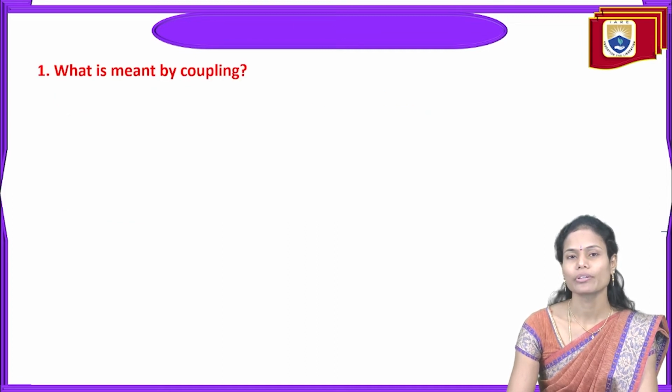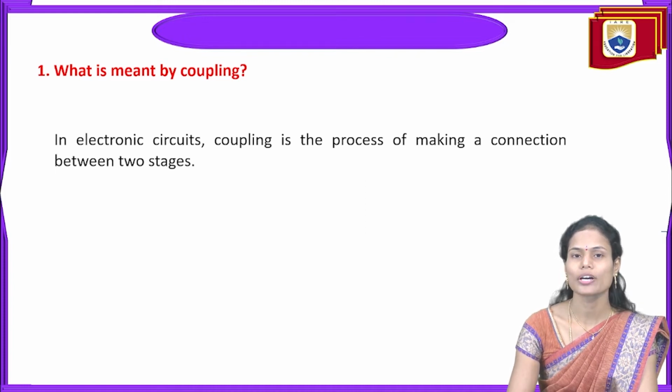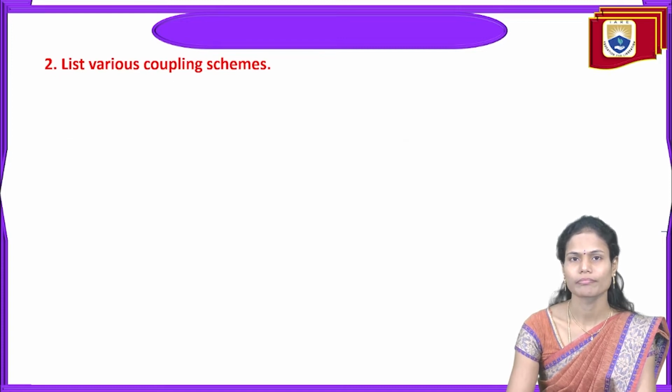So here, before going to multistage amplifiers, first of all, we have to know what is meant by coupling. Coupling is nothing but the interconnection of two or more stages. The basic purpose of a multistage amplifier is to cascade two or more single stage amplifiers to make a multistage amplifier. So to make multistage amplifiers, coupling is important here.